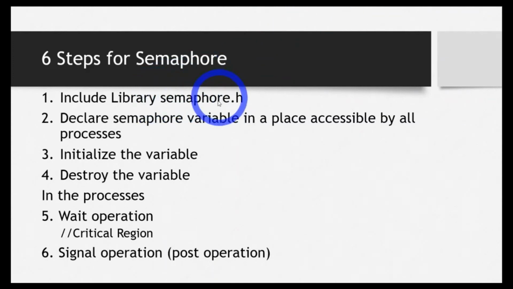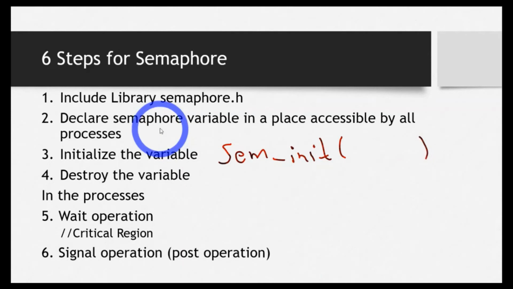The second step is you have to declare the semaphore variable in a place accessible by all the processes, or if you are performing synchronization between threads, then all the threads. And this is the reason I asked you those 2 questions in the previous video. So you have to do that. And the third step is to initialize the semaphore variable. To do this, we have a function which is known as sem_init. We will see it in detail in the next slide.